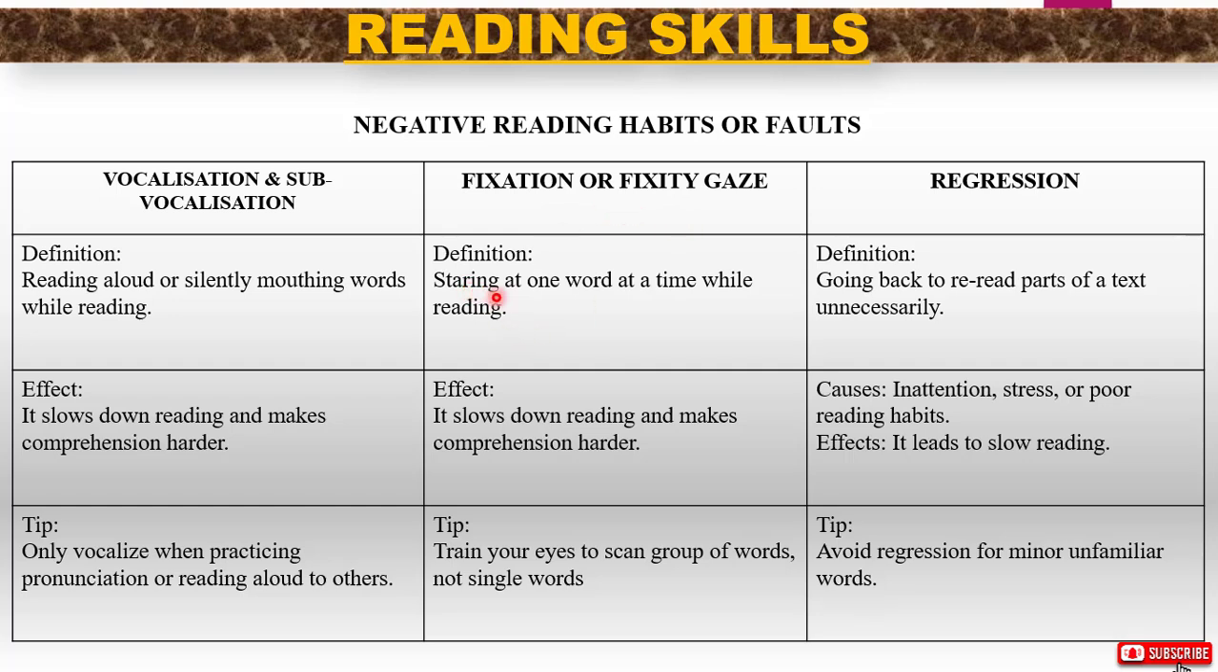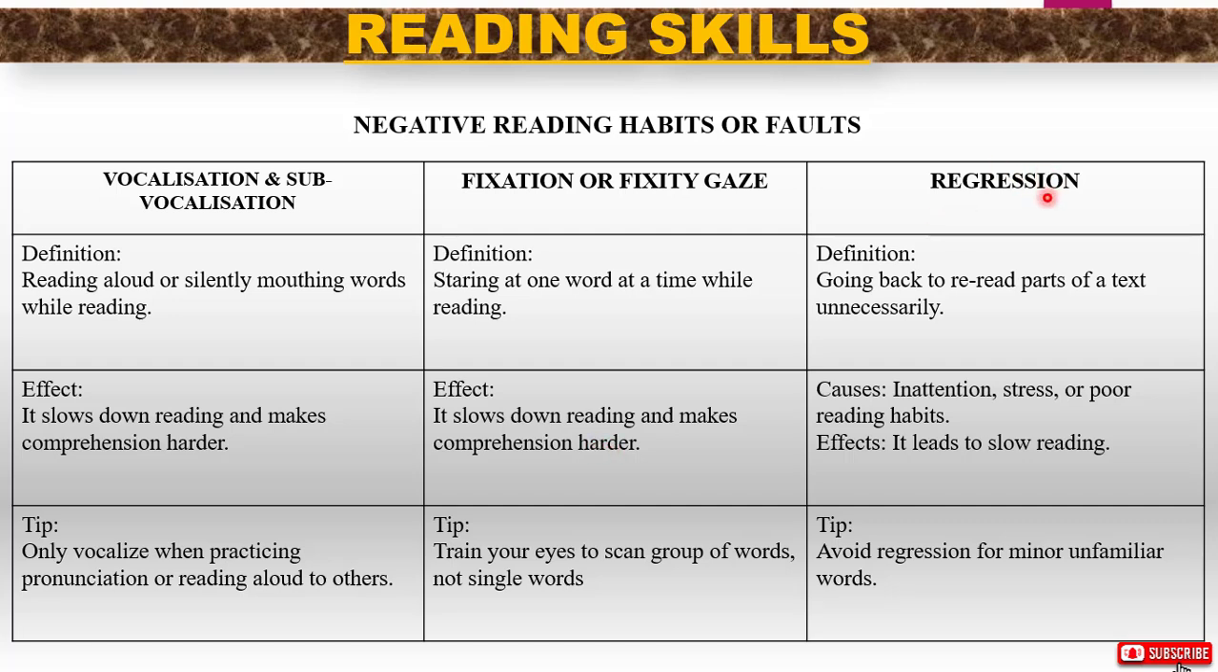Now what about fixation or fixity gaze? This is staring at one word at a time while reading. When we are reading, we are supposed to train our eyes to scan groups of words and not single words. So if you read by staring at one word at a time, then what you are doing is fixation or fixity gaze. It is a negative reading habit that you need to avoid because it will slow down your reading and make comprehension very hard for you.